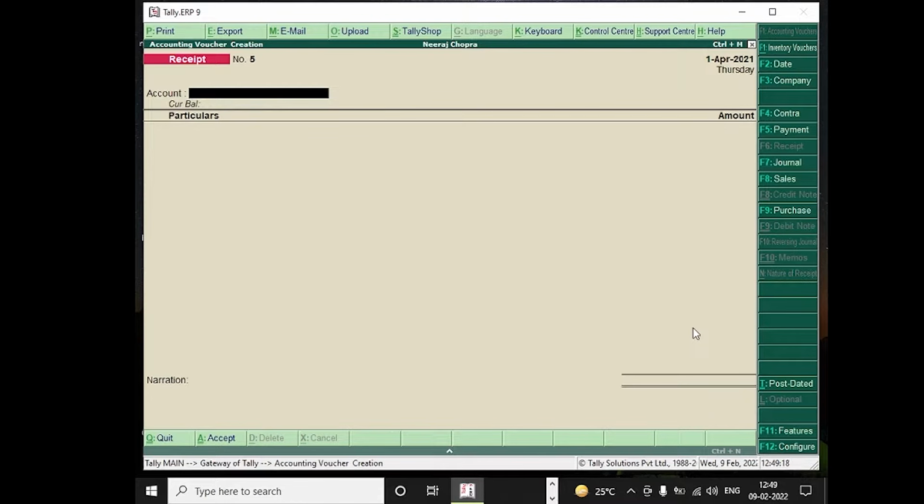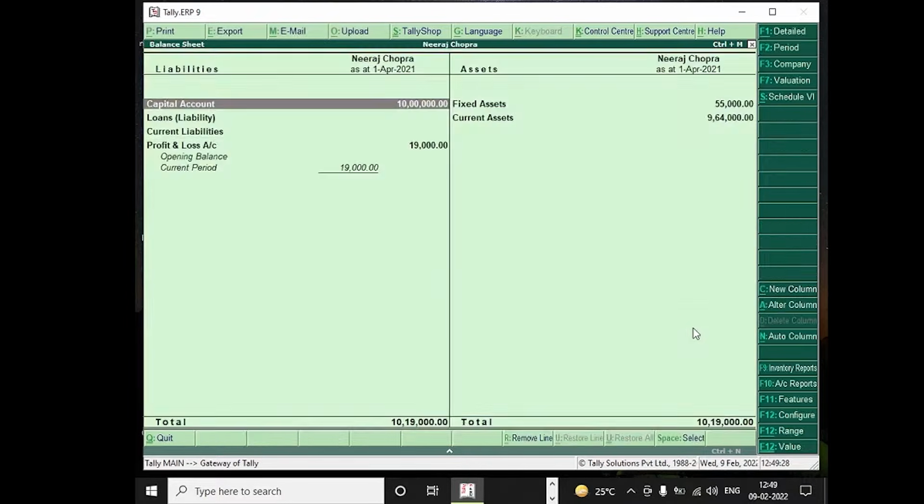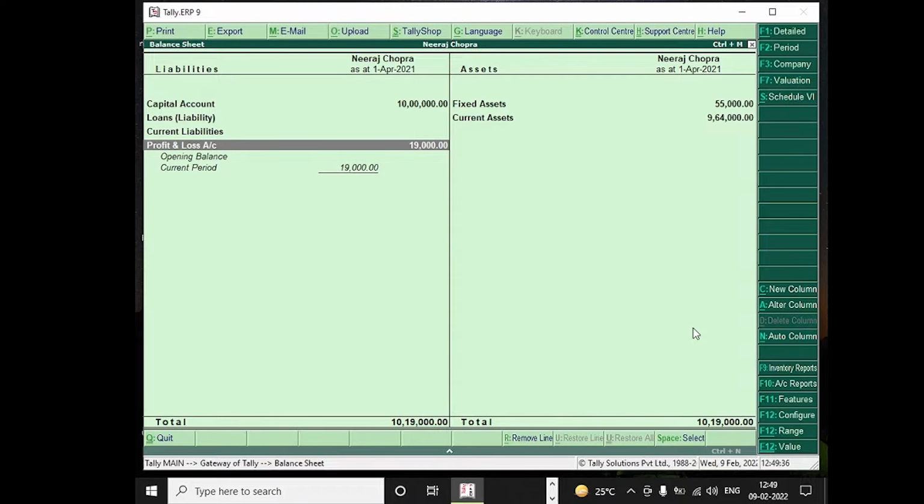Now let us see whether the company is in the state of profit or loss. So press escape, escape and go to balance sheet. So here you can see that profit and loss account is 19,000. So we can say that the company is in the state of profit because it is on the liability side. If the profit and loss account is on the liability side, it is profit because the company considers that profit, if we have to share the part of profit with the shareholders, as a liability.